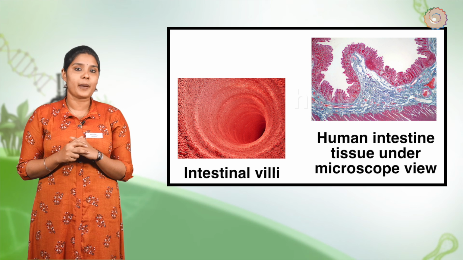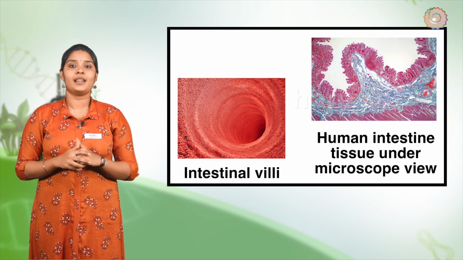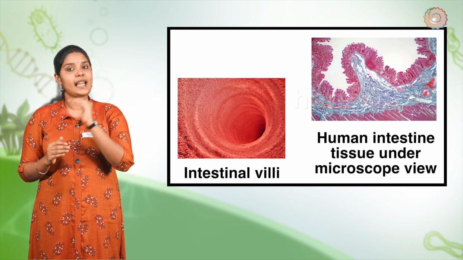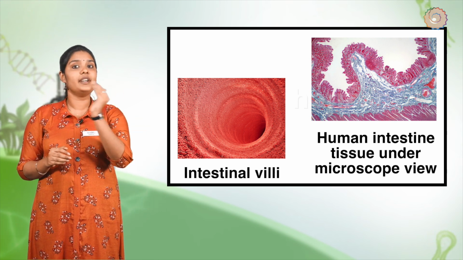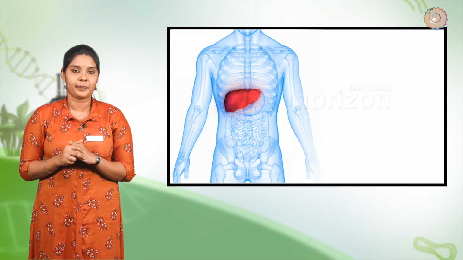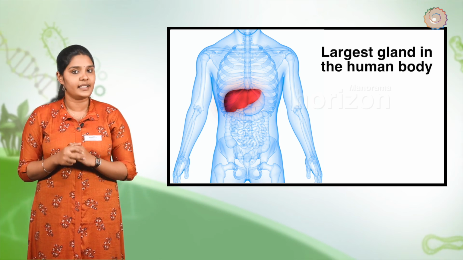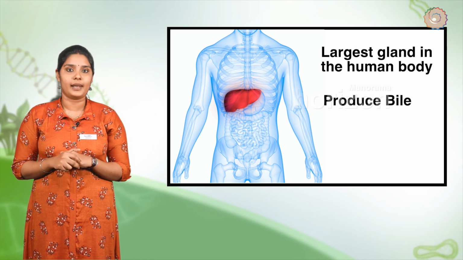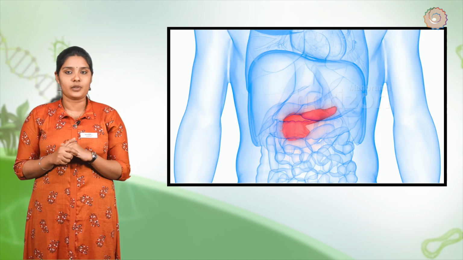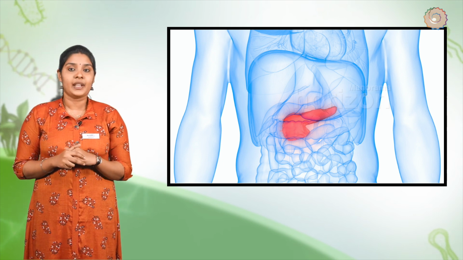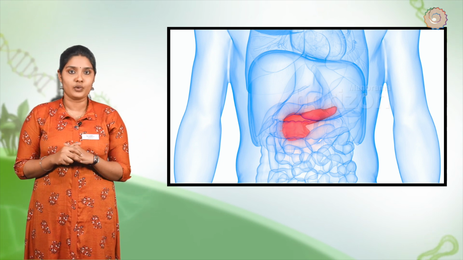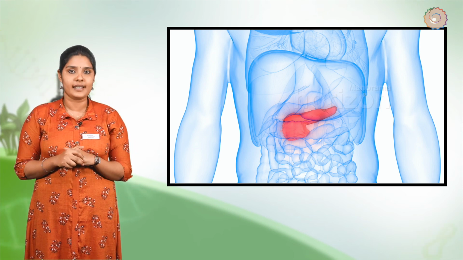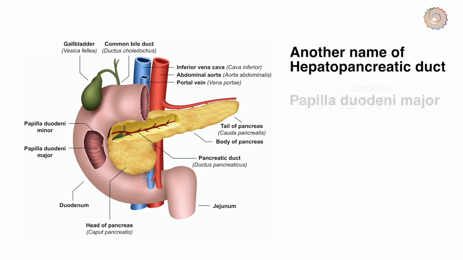So, now the food particles have reached the small intestine. The food particles have to be alkaline in nature for the liver and pancreas to act upon. Liver is the largest gland in the human body. Liver produces bile which gets stored in the gallbladder. Pancreas is situated just below the stomach. It secretes pancreatic juice which contains many digestive enzymes. Bile and pancreatic juice go to the duodenum through a hepatopancreatic duct.